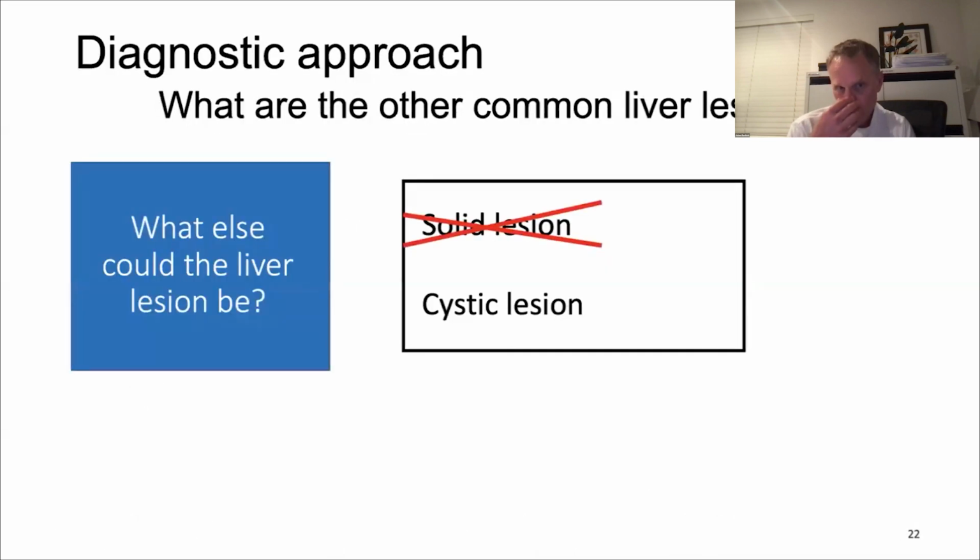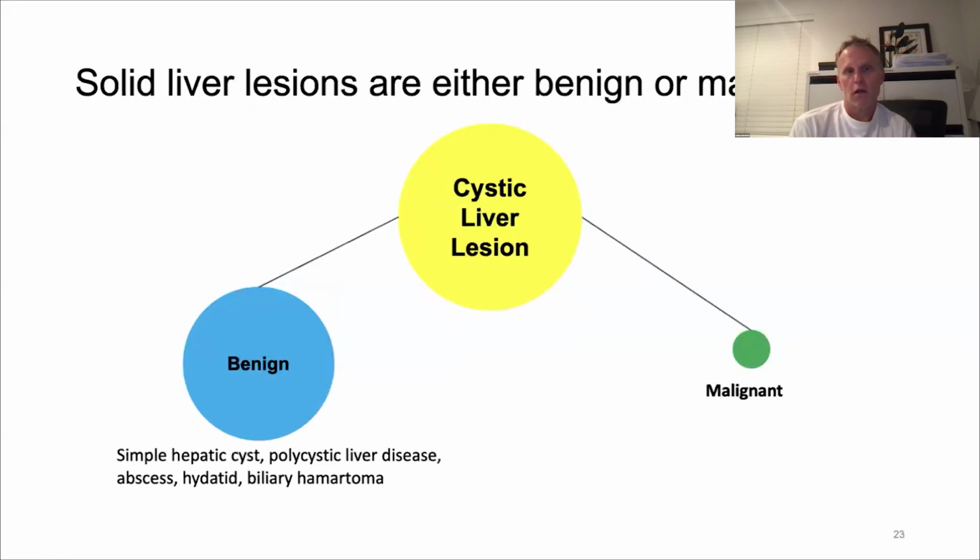So what else could a liver lesion be? As I said at the outset, liver lesions incidentally found can either be solid or cystic. And so the other group, which we haven't covered off, are cystic liver lesions. They are more common than solid liver lesions and almost always are benign. Very rarely are cystic incidental liver lesions malignant. The most common would be what we refer to as a simple hepatic cyst. What does that mean? Well, that means a benign hepatic cyst.